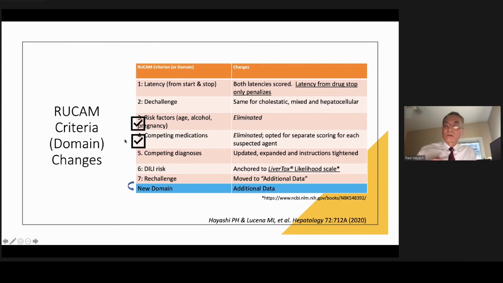For now, we thought it was unfair and not valid to have a competing diagnosis scored within another drug. In other words, score them at the same time. We didn't think that did justice to each drug. So for right now, we have eliminated that. In other words, this tool is for one drug at a time. The other major change here, we realized that re-challenge happens so infrequently. We put it into a new domain of just additional data. It's not really necessary to have re-challenge to score this.